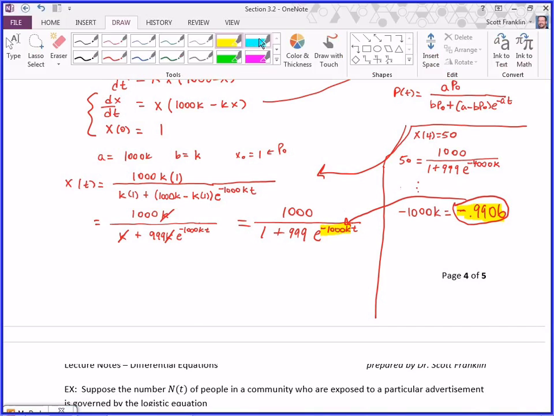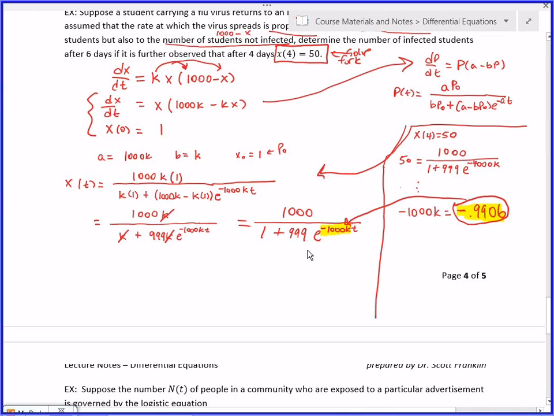So you don't necessarily have to solve for k. I mean, I solve all the way for k and then plug it back in. I've got to multiply by a negative 1,000 anyways. So if I solve for that negative 1,000. Yeah. So now I've got x of t. My actual equation is 1,000 divided by 1 plus 999 e to the negative 0.9906t.